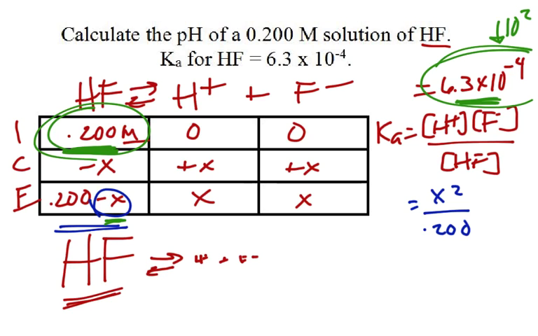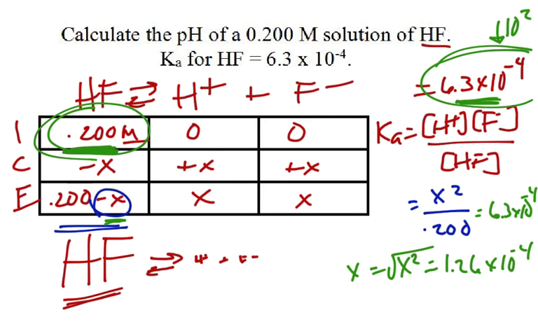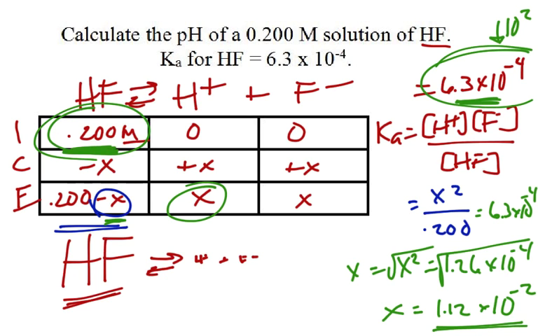So now we just substitute in. We have X squared over 0.2 is equal to 6.3 times 10 to the negative 4. And if we go back and calculate, we're going to have X squared equals 1.26 times 10 to the negative 4. We don't want X squared, we want X, so we'll take the square root of both sides. The square root of 10 to the minus 4 is 10 to the minus 2, and the square root of 1.26 is 1.12. So this is our X. X is our H plus. So our H plus concentration is 1.12 times 10 to the minus 2 molar.